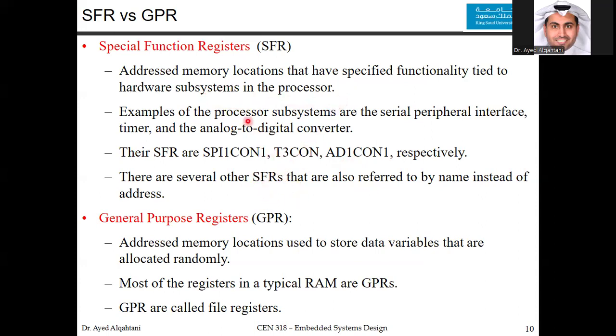Now, we also have the general purpose registers, which are basically also addressed memory locations, but they are used to store data variables that are allocated randomly in the region that we mentioned here.